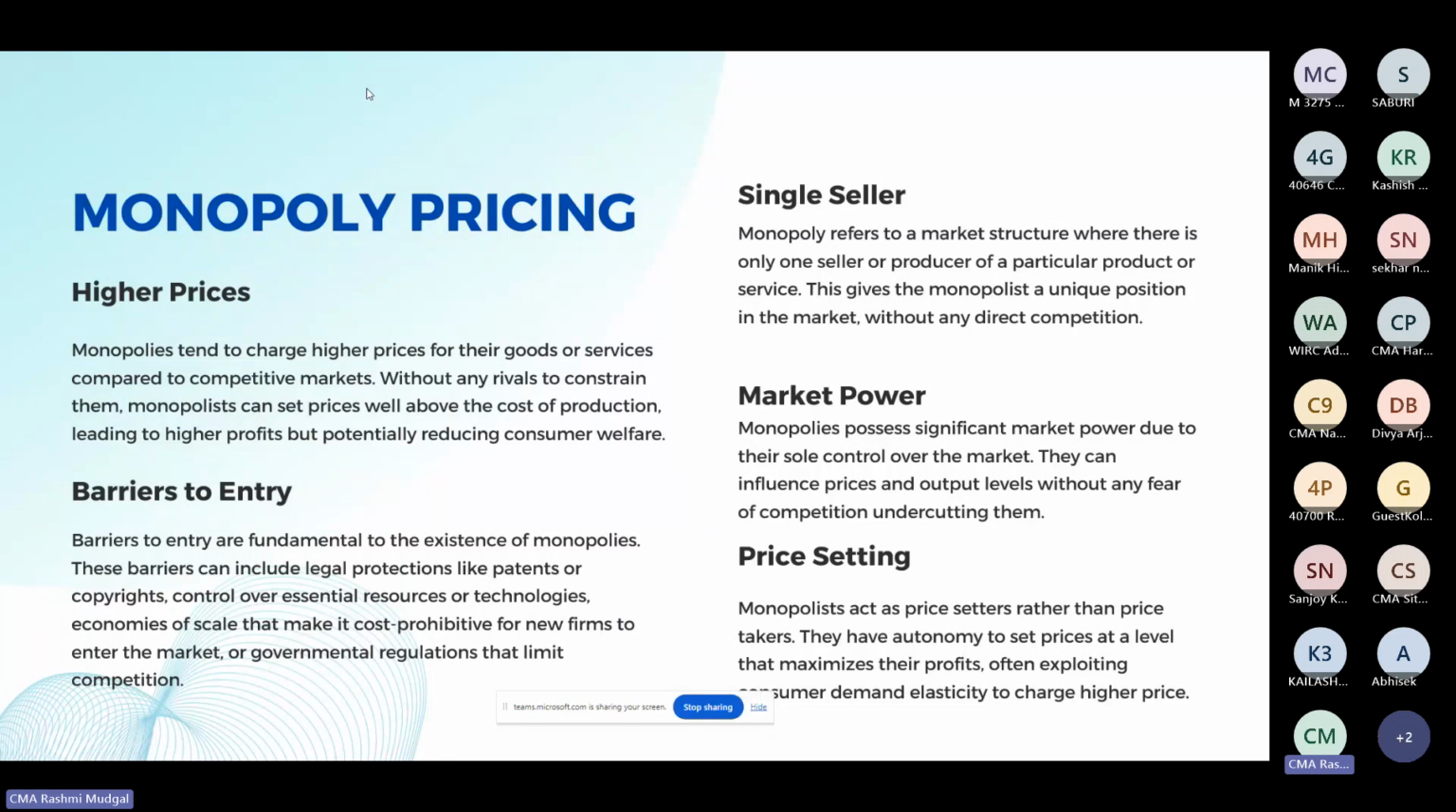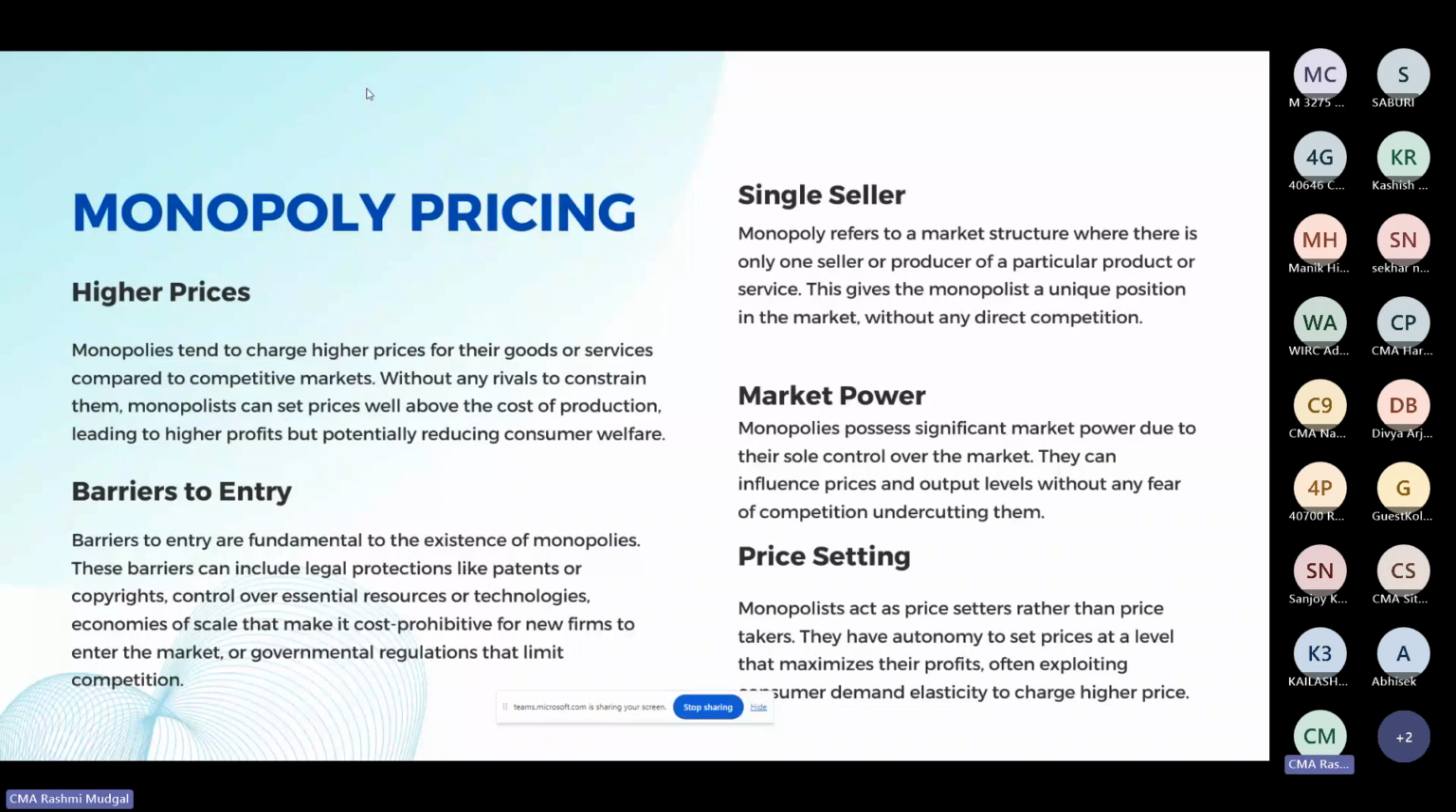They possess significant market power due to their sole control over the market. They can influence the price. They can say that I'm not going to sell it today at 100 rupees, I want to sell it at 150. They also influence the output level, deciding that I will sell only 500 products, I'm not going to sell 1000 products even though the demand is for 1000, without any fear of competition undercutting them.